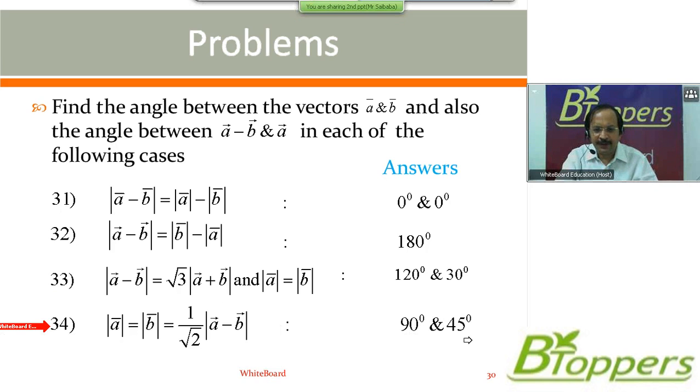So you get the answers as 90 degrees and 45 degrees. That means you get the angle between A bar and B bar as 90 degrees, and the angle between A bar and A bar minus B bar as 45 degrees.